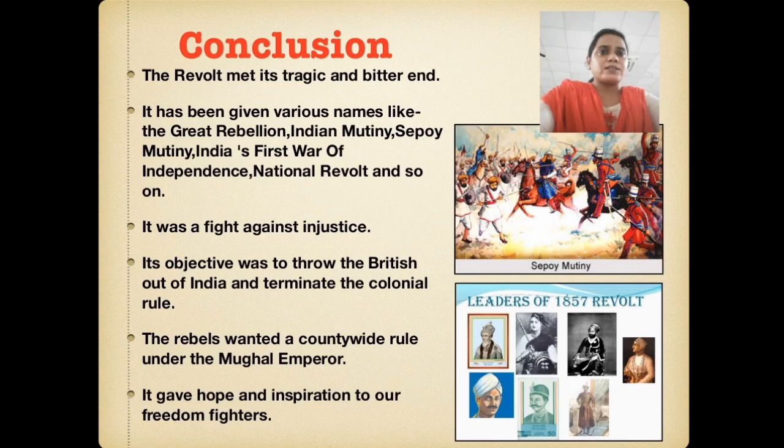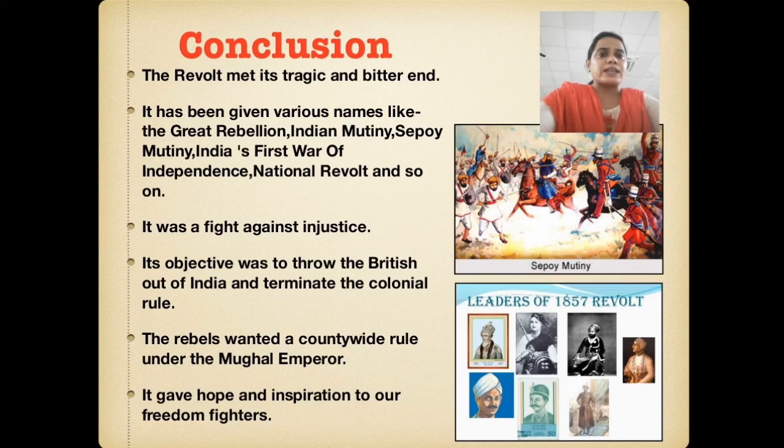The Indian historians termed it as the first war of Indian independence. They justify this by the argument that it was a fight against injustice. Its objective was to throw the British out of India and terminate the colonial rule. The rebels wanted a country-wide rule under the Mughal emperor.